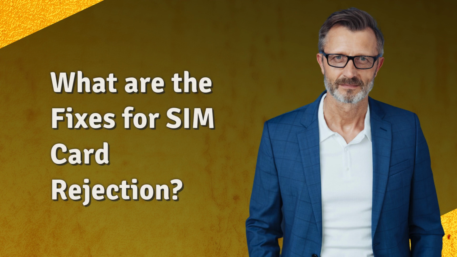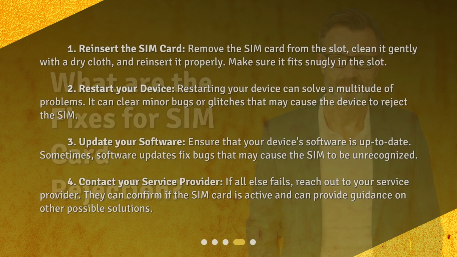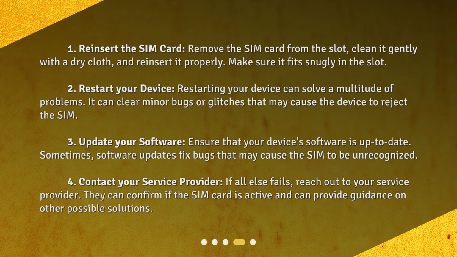What are the fixes for SIM card rejection? 1. Reinsert the SIM card. Remove the SIM card from the slot, clean it gently with a dry cloth, and reinsert it properly. Make sure it fits snugly in the slot.